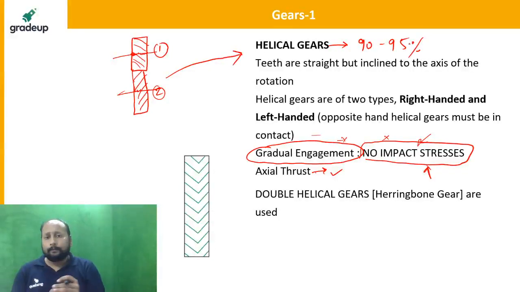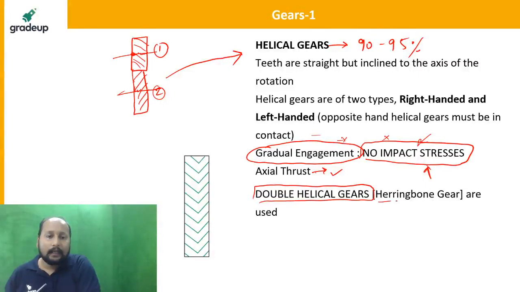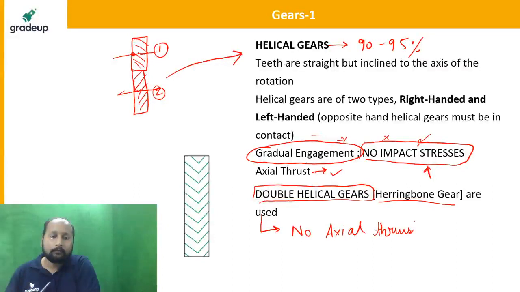Is that clear? Now, every time when you see any machinery, we always go for the best machine. Now there is one advanced version of the helical gear, that is the double helical gear. The double helical gear is also known as the herringbone gear. So these are also used because there is no axial thrust. Is that clear? So there is no axial thrust in case of herringbone. That is why we prefer herringbone, but the cost is very high. So that is why, most of the time, we use helical gears over double helical gears. Is that clear?